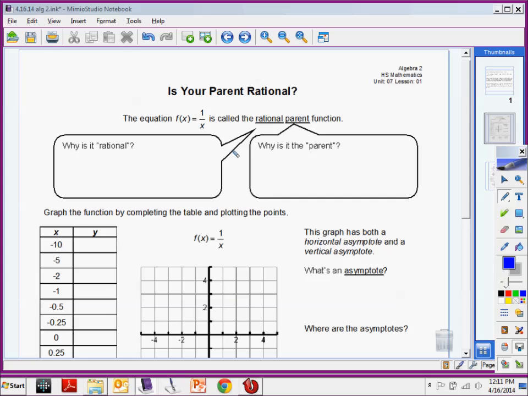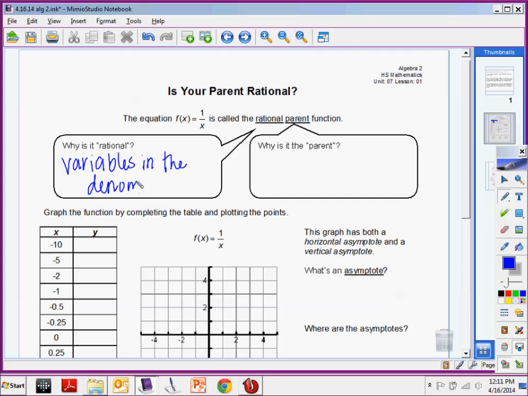Divided or multiplied by it? It's not multiplied by it. Divided. The variable's always where? At the bottom. At the denominator. Why is it irrational? Because there are variables in the denominator. Okay, there are variables in the denominator.